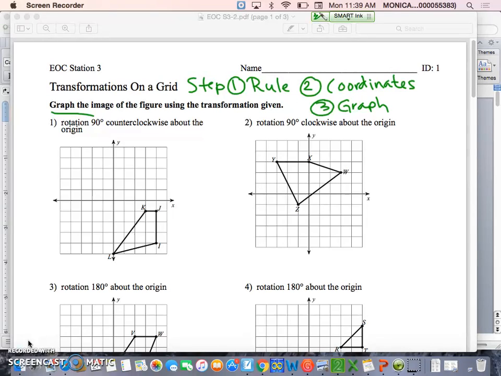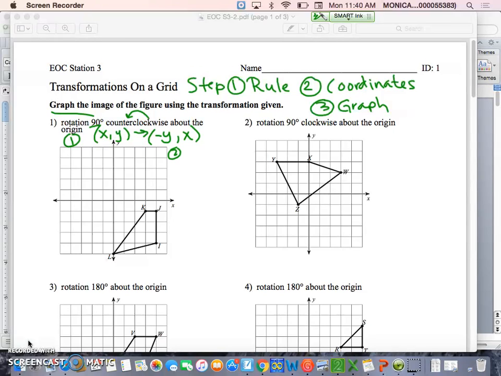So the first thing I'm going to do is a 90 counterclockwise. Well, counterclockwise is that way. And so what that indicates to me is that I'm going to be flip-flopping, because remember, it flip-flops in 90 degrees. So x, y, I'm going to flip-flop my coordinates, and the y is going to go opposite. So now that I know my rule, that's step 1.